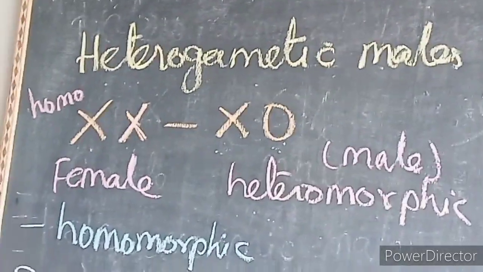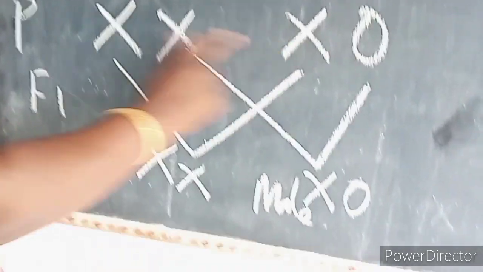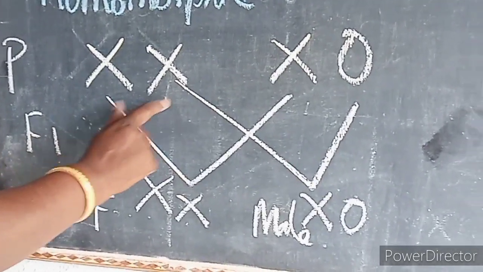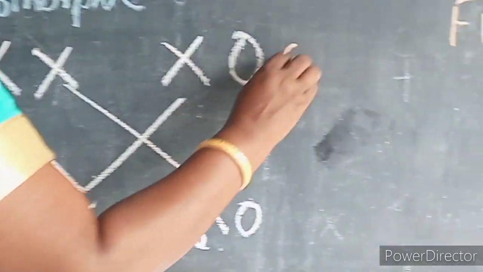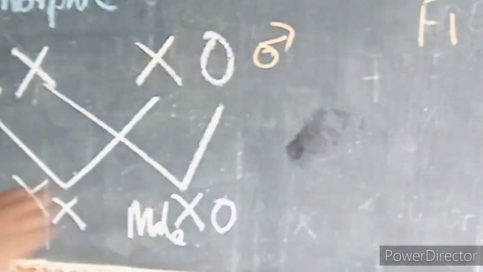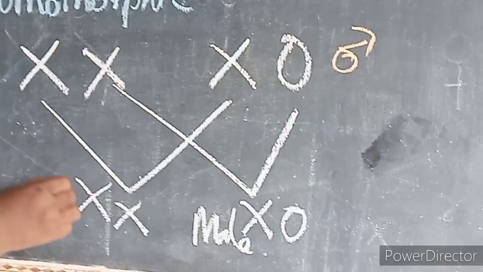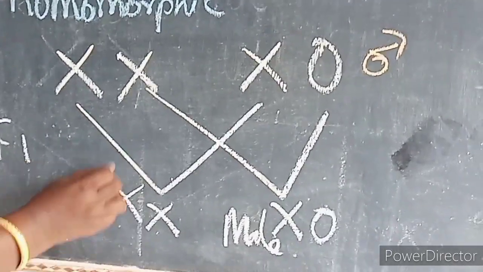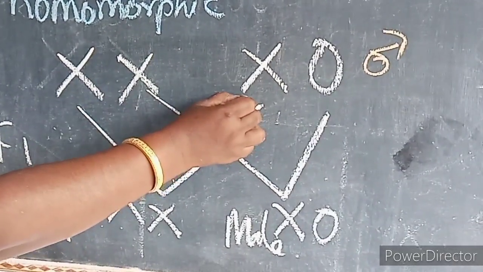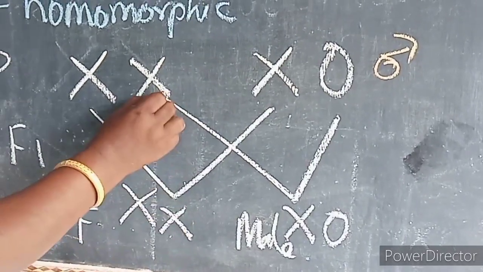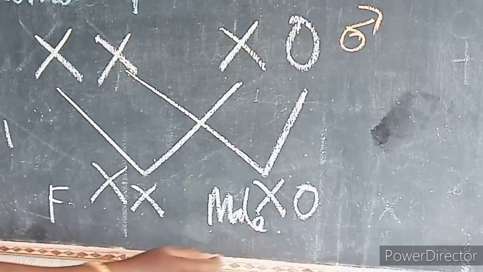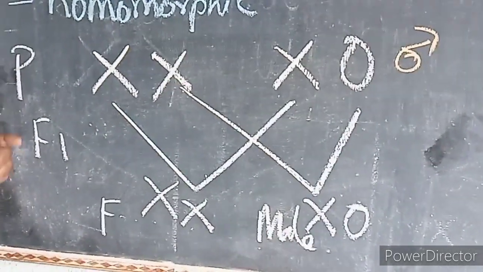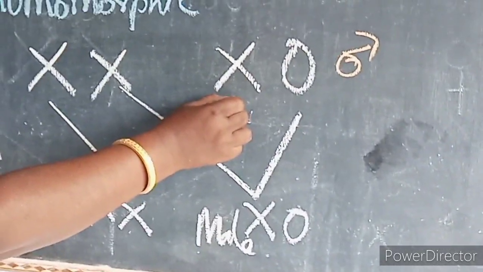So in the XX and XO type, in the parent, this is the female, and this is the male, producing two different kinds of gametes. Then in the cross section, in the F1 generation, X crosses with the X, so it is a female. X crosses with the O, then it is a male, producing two different kinds of gametes. So the offspring depends upon the sperm, how it fertilizes with the egg.